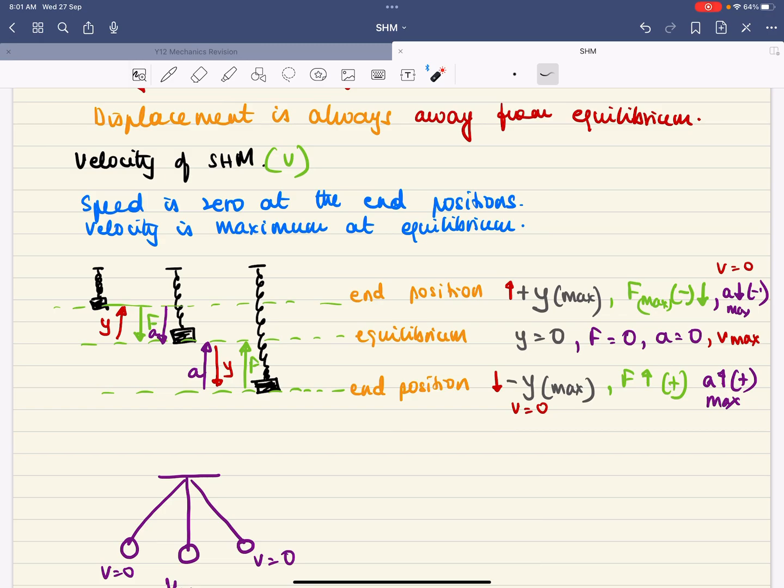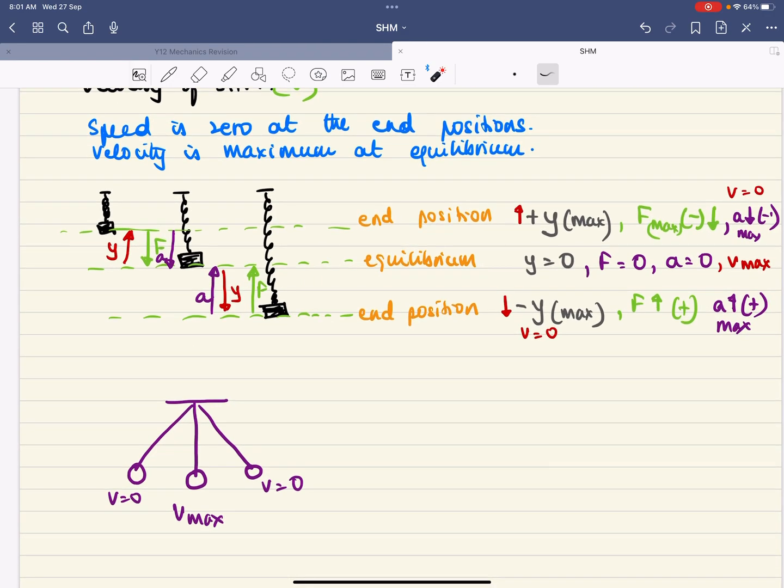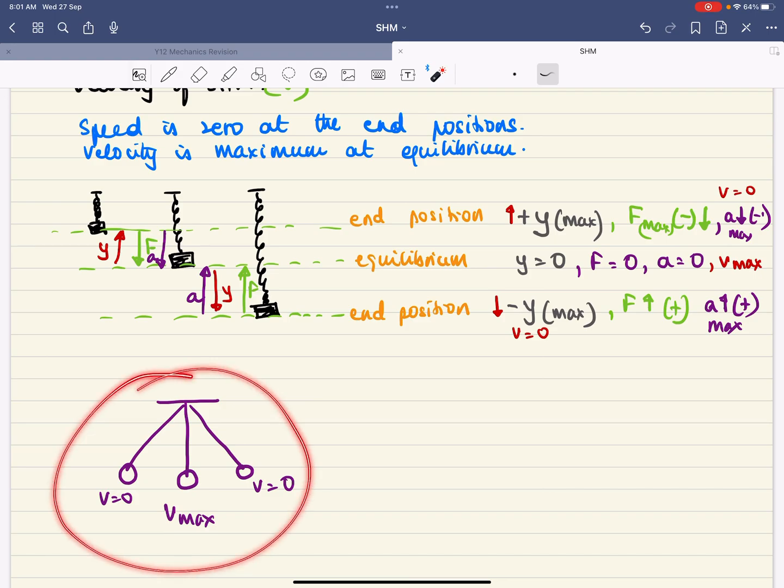Your acceleration and restoring force are both 0 at equilibrium and they are a maximum at the end positions. If you take upwards as positive, your restoring force is positive when displacement is negative, and so is acceleration. Speed is 0 at the end positions and maximum at the middle position. This diagram shows when speed is 0 and maximum. That's lesson 1.